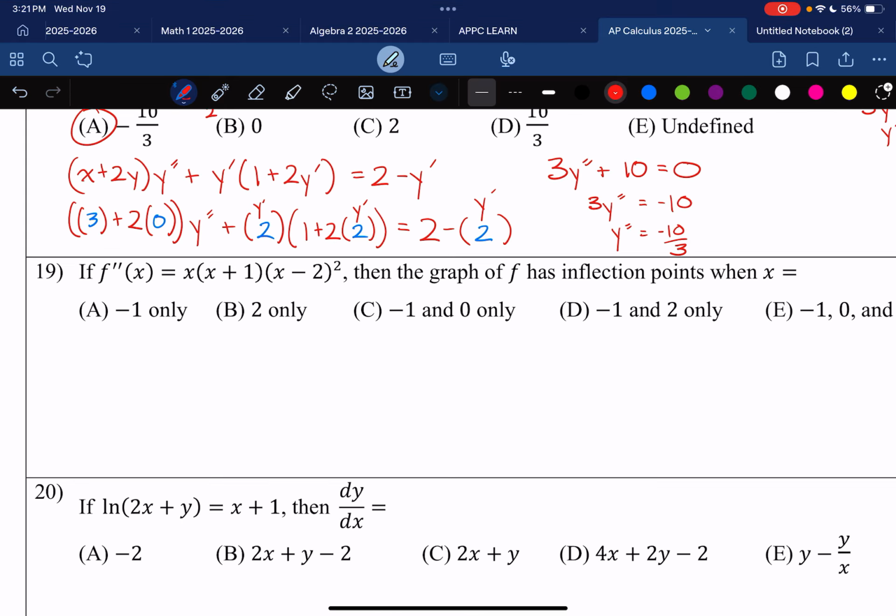Whew, a lot of math. Two more problems left. We're almost there, guys. All right, number 19. I'm seeing f double prime, and we're looking for inflection points.